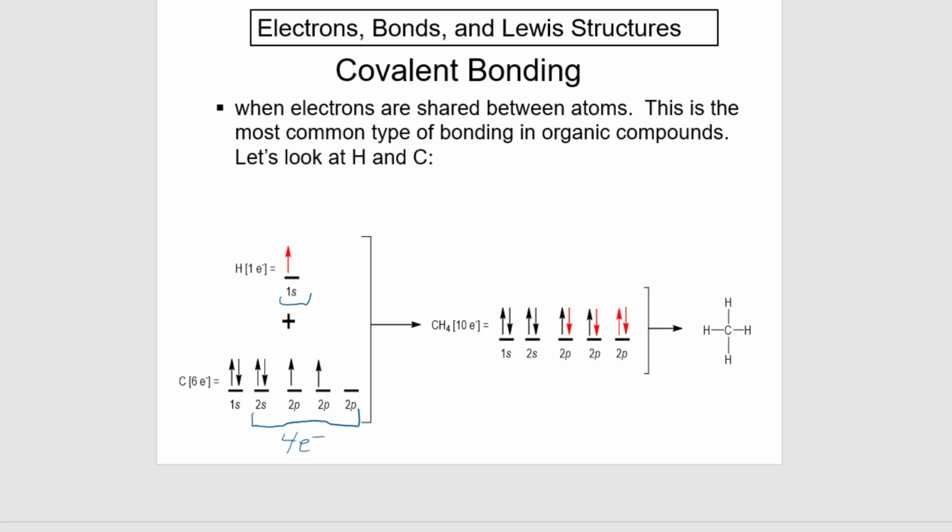And so what we can do is bond carbon 4 times with a hydrogen in order to obtain this carbon with 4 hydrogens around it over here on the right-hand side. So when I write a covalent bond, I'm going to use a stick. And the stick represents 2 electrons. So as training wheels, let's just remind ourselves that that stick really does represent 2 electrons.